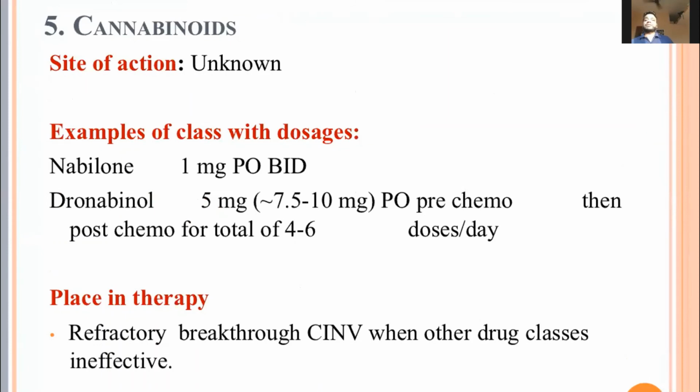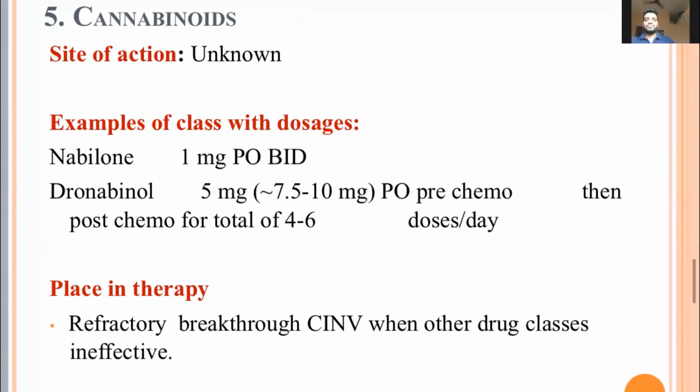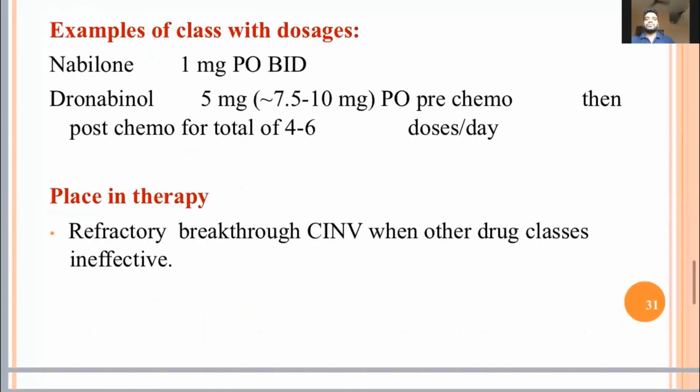The fifth class of drug, cannabinoids. The drugs are dronabinol and nabilone. Because these are cannabinoid derivatives, they have many side effects. And if you see the site of action, there are some receptors involved, but it is not very clear. They say cannabinoid receptor, and the mechanism is not very clear. Again, it can be used in refractory breakthrough chemotherapy-induced nausea vomiting.